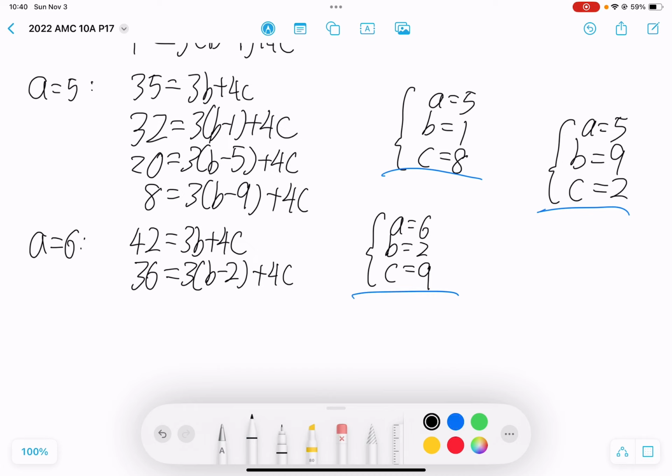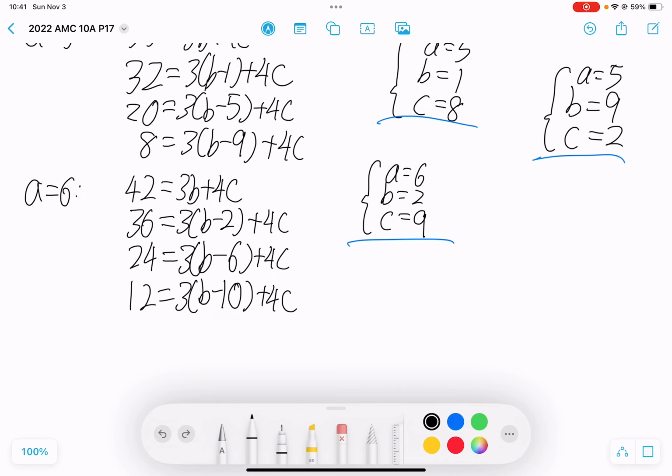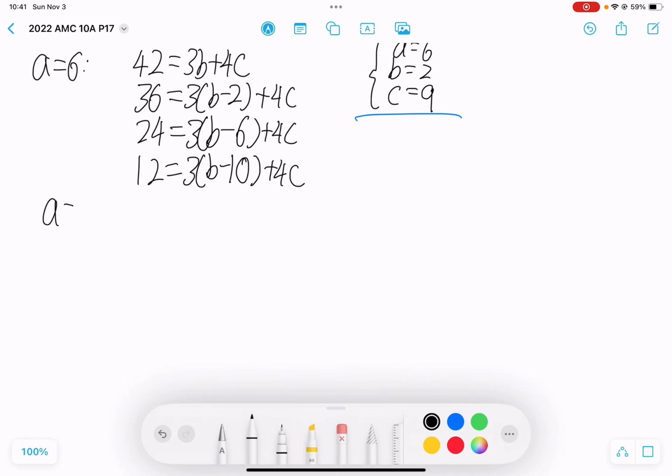So 36, we want to minus 12 because that is 24. And we have 3b minus 6 plus 4c, but that's just 6. 24 minus 12 is 12. Equals 3 times b minus 10 plus 4c. That actually works out, but b can't be 10. B is a unit digit. B is a digit. It has to be 1 through 9, so this just doesn't work. Okay, so we have an extra solution right now. So right now the answer is 13, but let's see if there's any other solutions.